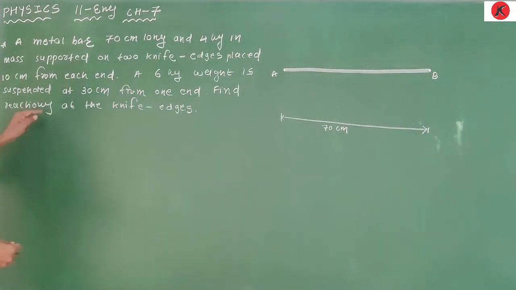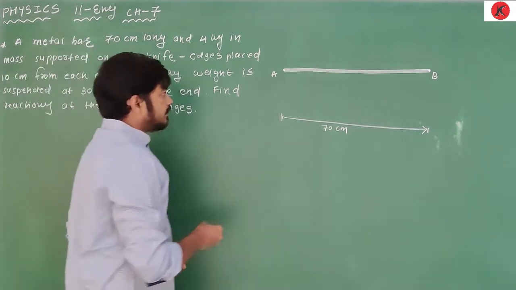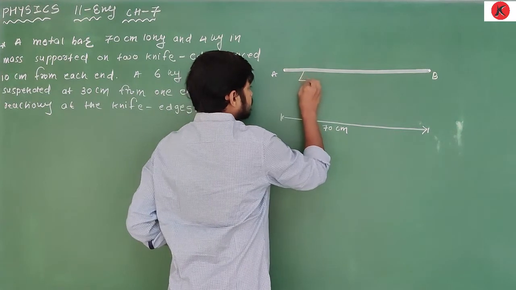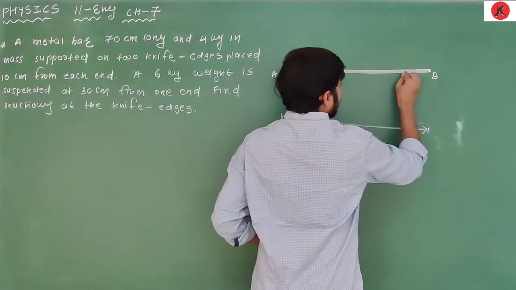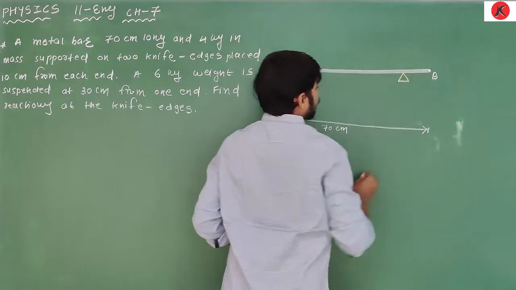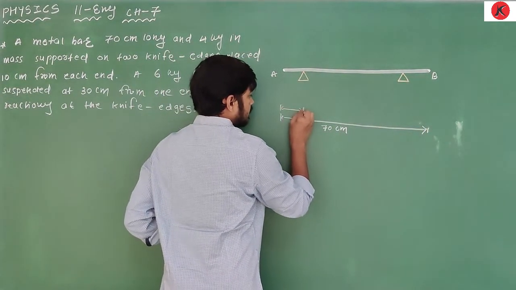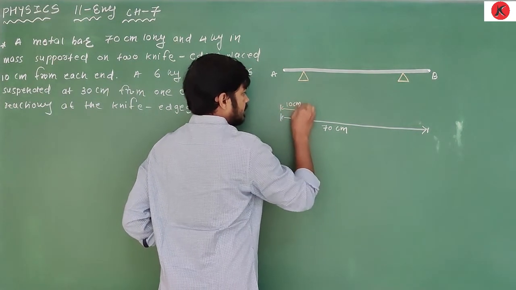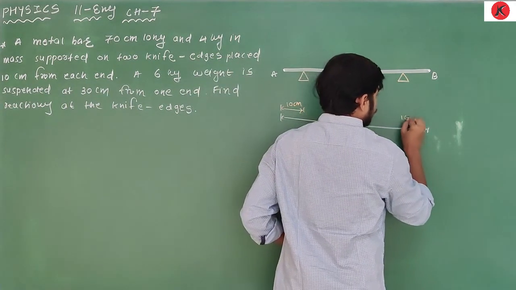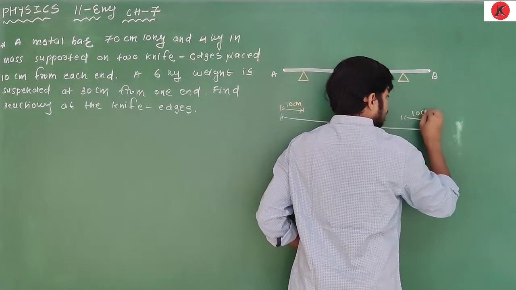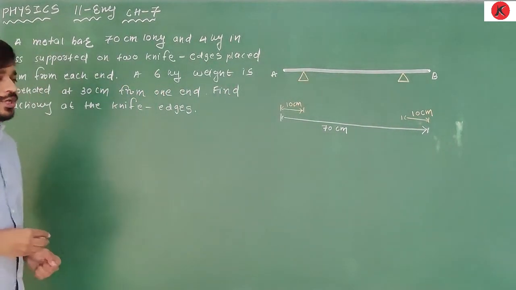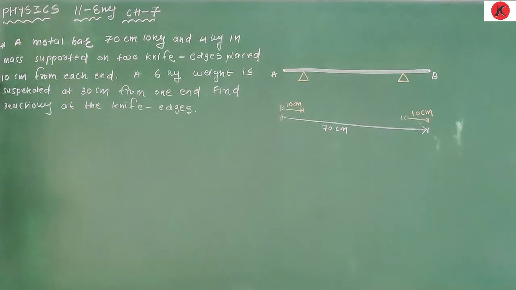Now a metal bar 70 cm long and 4 kg in mass is supported on two knife edges placed 10 cm from each end. So this distance is 10 cm, and this distance is also 10 cm. Okay? 10 cm from each end.